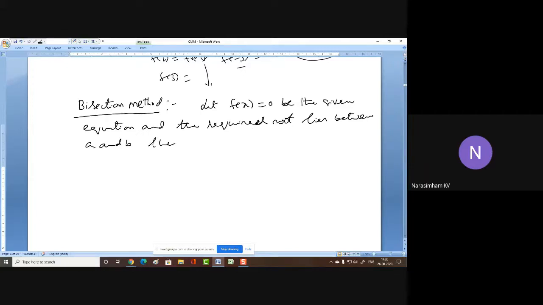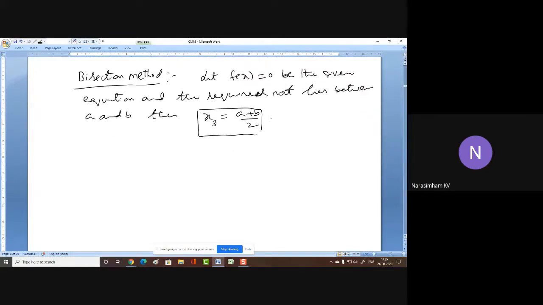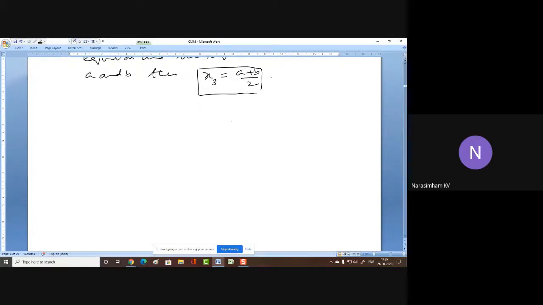Then x equals (A plus B) by 2. Now this is the formula. The bisection formula is nothing but the midpoint formula. Usually we call it x3. x3 equals (A plus B) by 2. This is a simple method, and the formula is also very simple. Then I will explain the method geometrically, and then we will apply the method for finding the roots. Up to this, clear? Bisection method: f(x) equals 0 is the given equation, and A and B are the boundaries of the roots, nothing but the location of the roots. Then find x3 using the formula (A plus B) by 2. Already we discussed it in the earlier class.